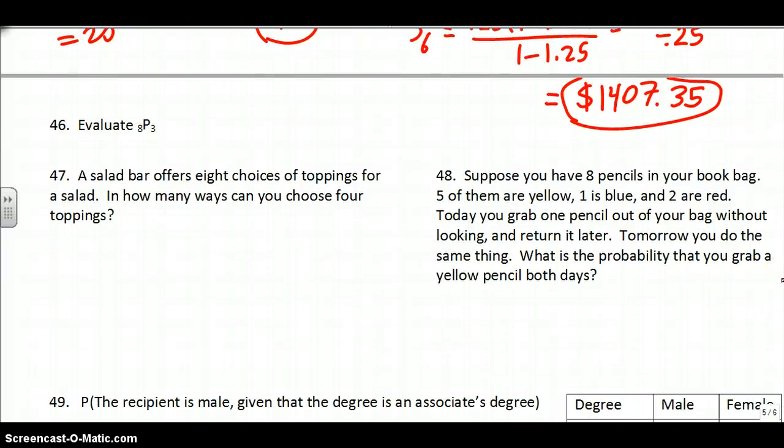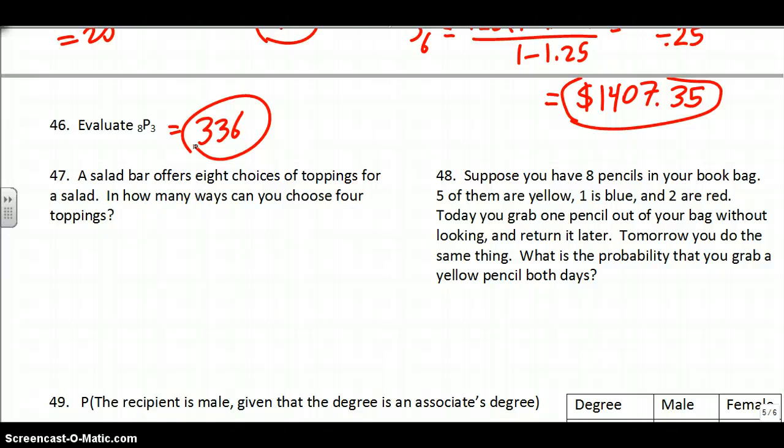Evaluate 8P3. This is really just a plug and chug exercise in your calculator. You should all have P on your calculator somewhere. You might have to type the 8, then hit nPr, and then type 3. You should get 336. You, of course, could use the formula if you wanted to, but you don't need to.